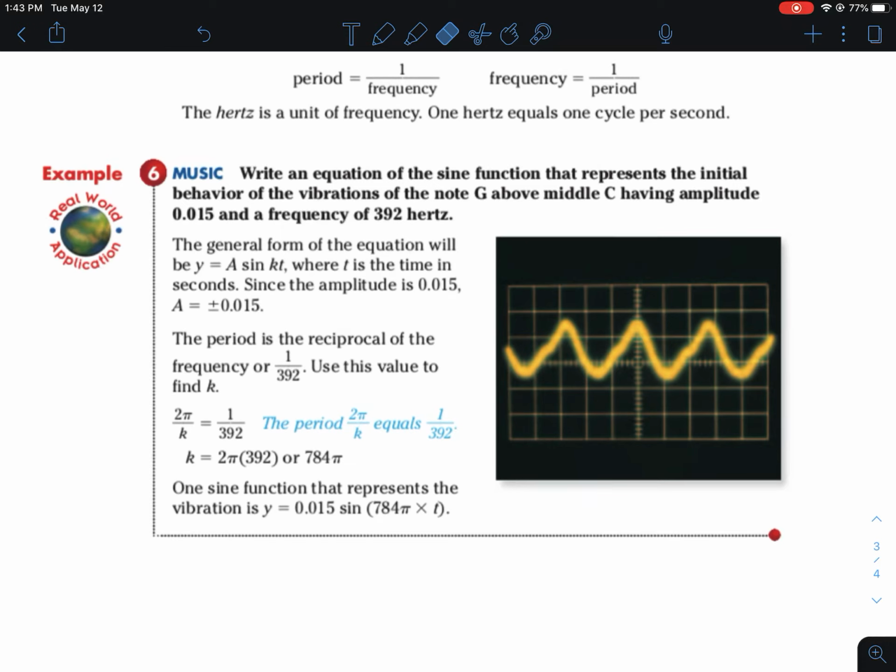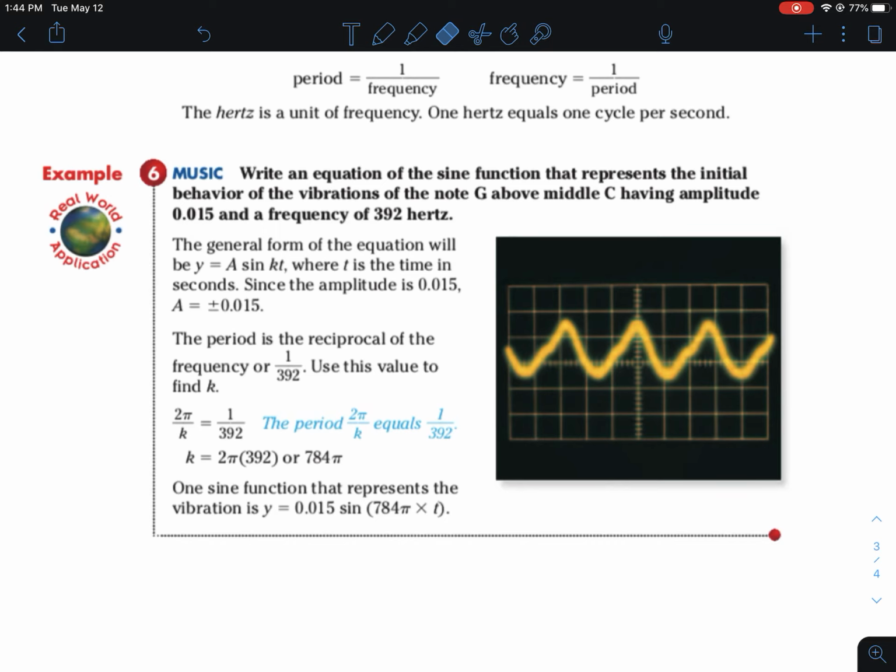So here it says, write an equation of the sine function that represents the initial behavior of the vibrations of the note G above middle C, having an amplitude of 0.015 and a frequency of 392 hertz. So if you're very musical at all, you probably know about middle C. The next class we're going to talk about writing equations for some of these types of sound waves.